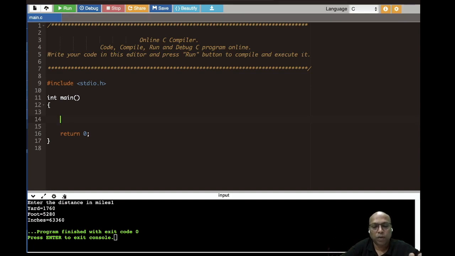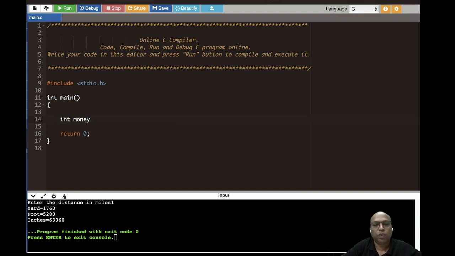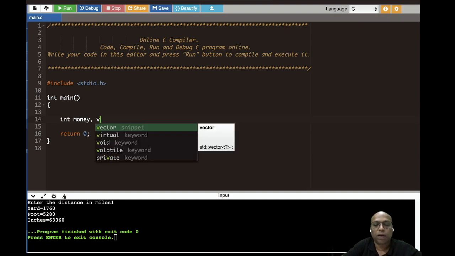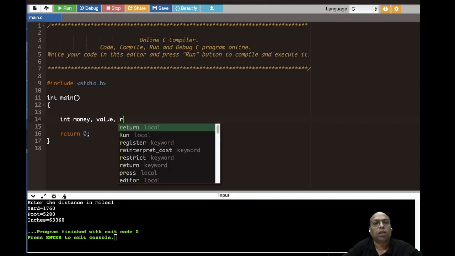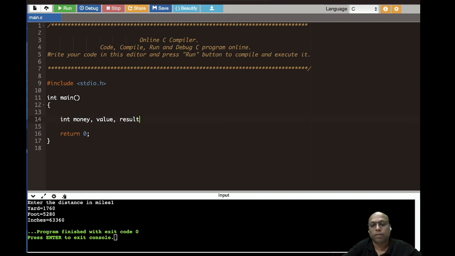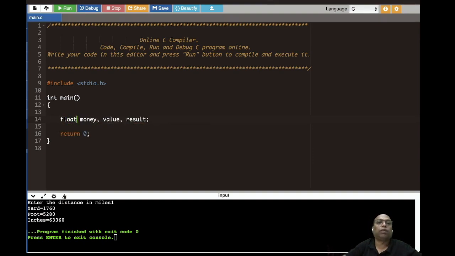So now next, what were the inputs we gave? Two inputs we gave. One is the money which she gives to the shopkeeper, and one is the value of the product. What is the output we want? The result. If we notice, the value of the product can be a fraction, therefore my result can also be a fraction. Therefore I'm changing it to float here. I'm not writing an integer.